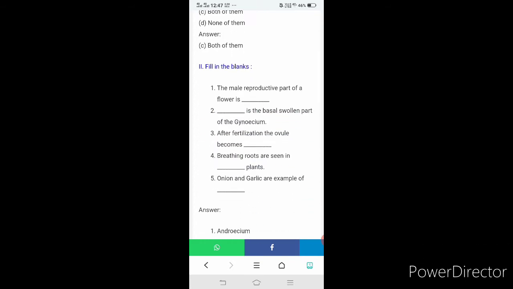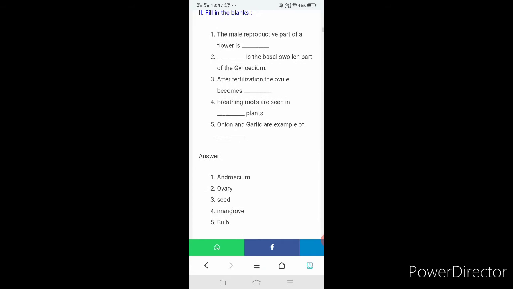Then coming to fill in the blanks, first question. The male reproductive part of a flower is androecium. When you read it, read the spelling too: A-N-D-R-O-E-C-I-U-M, androecium. Second one, dash is the basal swollen part of the gynoecium. Ovary is the basal swollen part of the gynoecium.